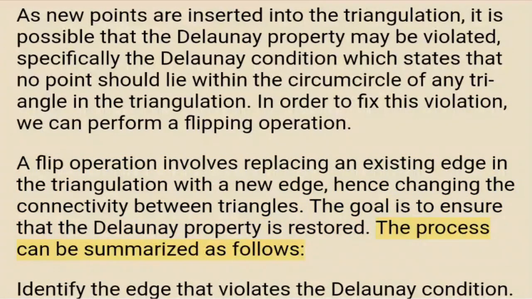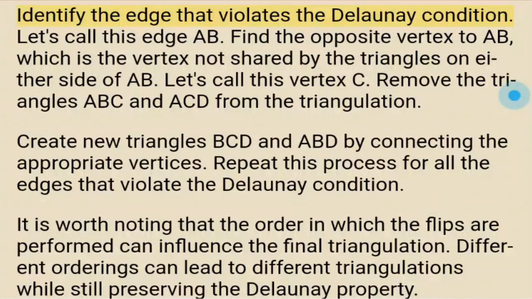The process can be summarized as follows. Identify the edge that violates the Delaunay condition. Let's call this edge AB. Find the opposite vertex to AB, which is the vertex not shared by the triangles on either side of AB. Let's call this vertex C. Remove the triangles ABC and ACD from the triangulation. Create new triangles BCD and ABD by connecting the appropriate vertices. Repeat this process for all the edges that violate the Delaunay condition.